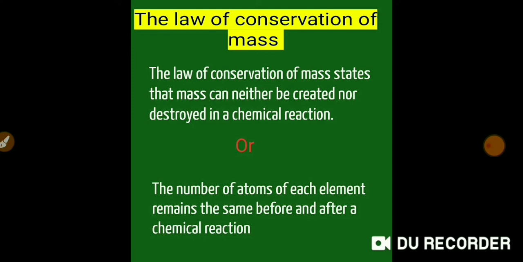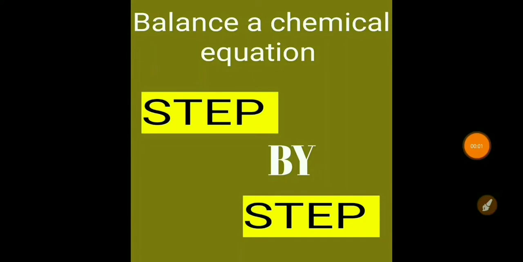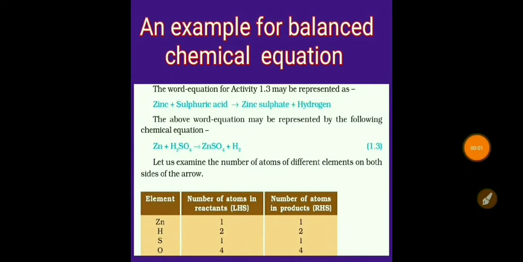Or in another form, the definition is: the number of atoms of each element remains the same before and after a chemical reaction. By knowing this law, hope you understood why we need to balance a skeletal chemical equation into a balanced equation. So, let us study balancing a chemical equation step by step. Before that, we must see an example of a chemical equation.